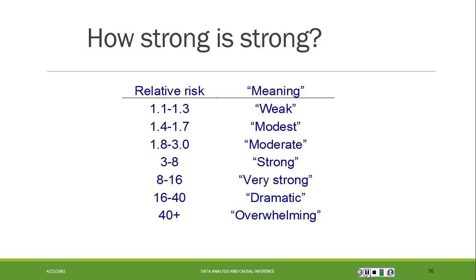As we talked about last week, how strong is strong when we talk about associations in observational studies? A cohort study like this might report a relative risk. And as we discussed, a relative risk of 1 means basically there's no association. But down in the 1 to 1.5 range, you have weak or modest associations. As you get closer to 3, you're getting some moderate to strong associations from 3 to 8. And above that, very strong, dramatic, and overwhelming associations.